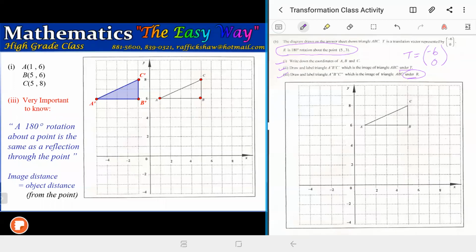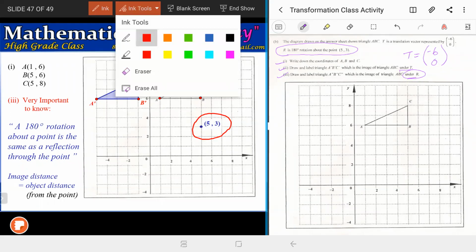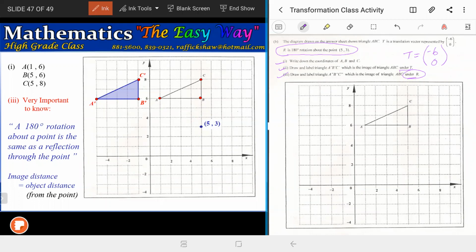Let's look at it. So the first thing you have to do is put on the point where you're going to reflect through. See there? 5, 3. That's the point you're going to reflect through, right here now. Put it on first. All right? 5, 3 is the point you're going to reflect through. And then you do it one point at a time.